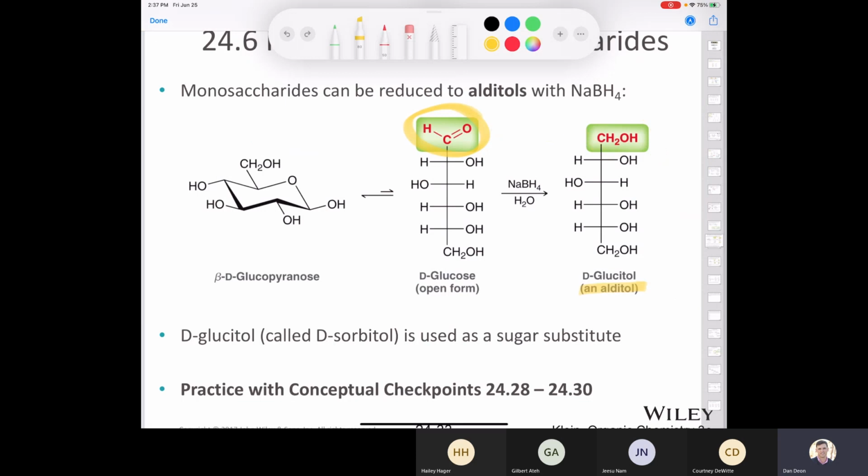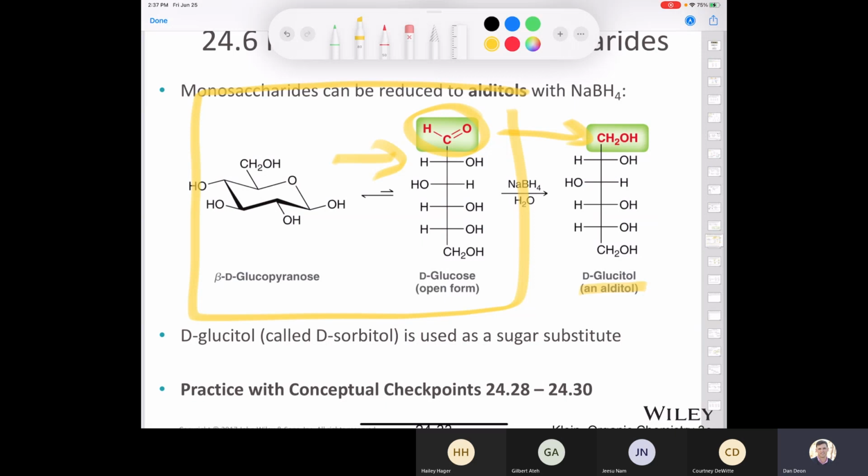Now, if you think about Le Chatelier's principle, right? If there's an equilibrium between the ring, the pyranose form, and the open form, if you start consuming that and converting it into the alditol, what's that going to do here? That's going to push the equilibrium in this direction to the open form, and it's going to keep going and going and going until it all gets converted into the alditol.